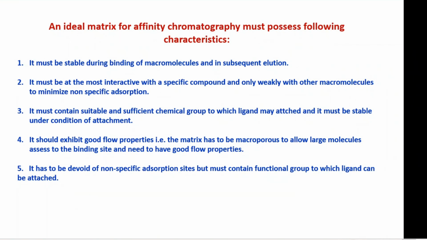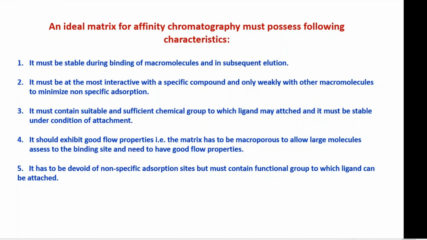So the matrix molecule should not have any interaction with our sample molecule. So that means the sample will have different kinds of molecules, right? It's a mixture of molecules we have in the sample. And when we want to isolate only a specific molecule, then you have to go for affinity chromatography. When we go for affinity chromatography, only ligands will bind to the specific molecules, but not the non-specific molecules.